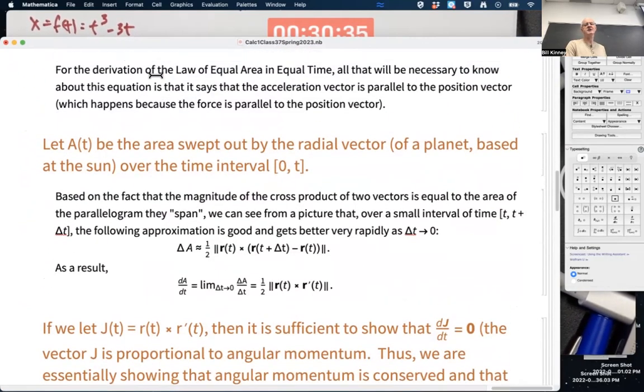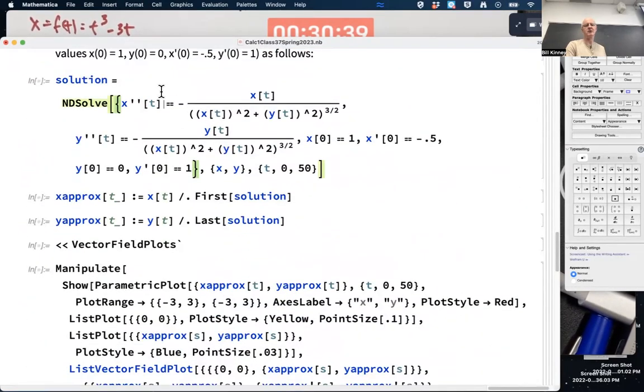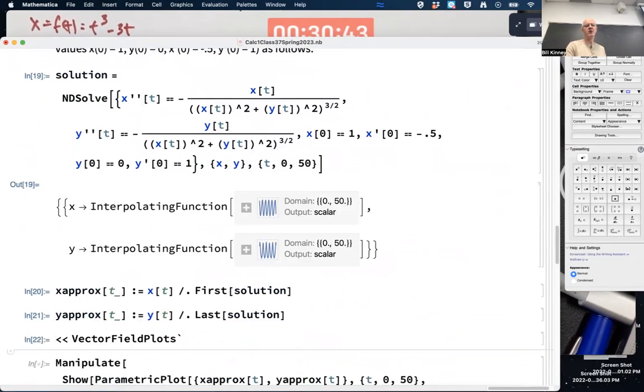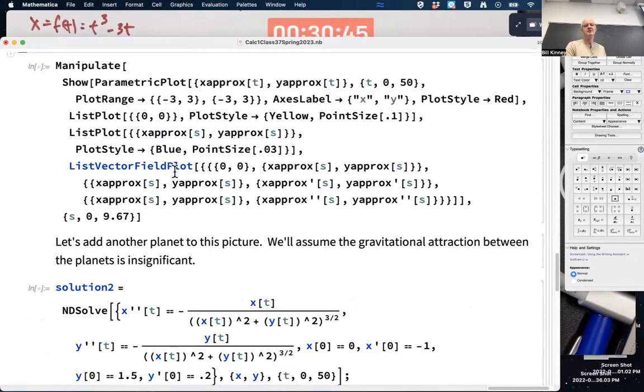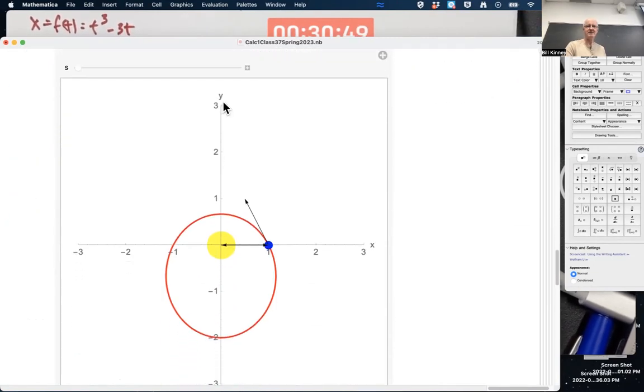Anyway, I've got more stuff in this notebook that you can read about. I'm not going to explain it, but what I want to show you is something kind of cool here. You can use differential equations to make tiny planetary systems.